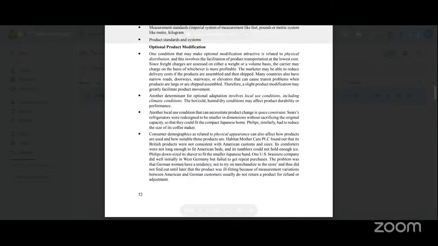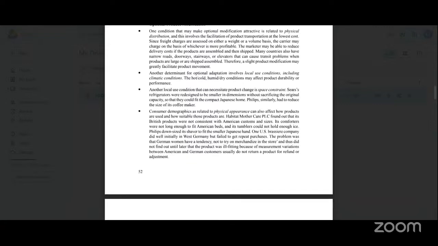So the marketer has to reduce delivery costs if the product is assembled and has to be shipped. Many countries also have factors like narrow roads, doorways, stairs, etc., or even elevators.